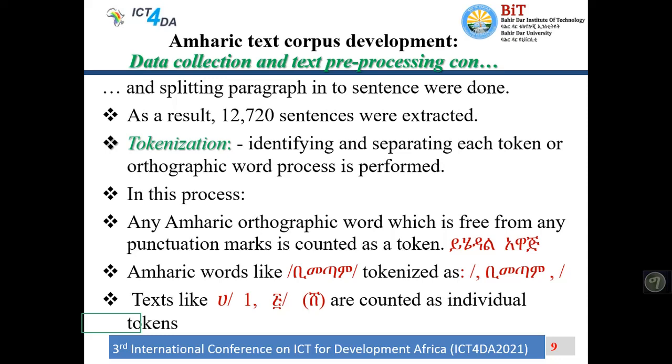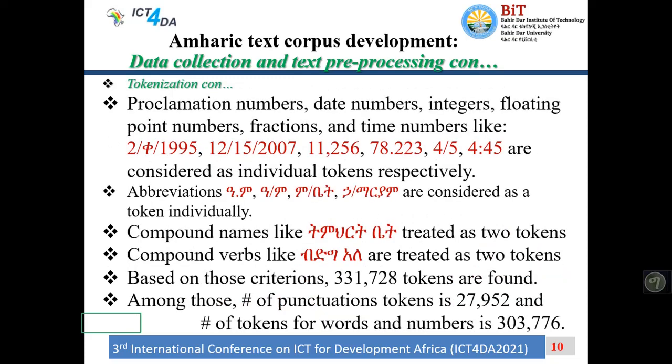Texts like Amharic letter orders and ordinal numbers, including Ge'ez and Arabic numbers, are counted as individual tokens because they are followed by punctuation like a slash, comma, or closed bracket. Okay, proclamation numbers, date numbers, integers, floating point numbers, fractions, and time numbers are considered as individual tokens, and abbreviations like this are also considered as individual tokens.